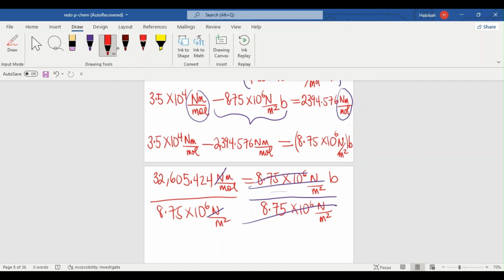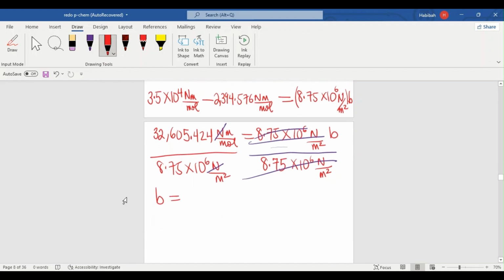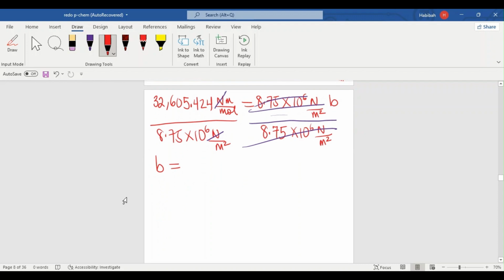So of course, when you input this information in the calculator, 32,605.424 divided by 8.75 times 10 to the power of 6, you end up getting 0.0037263. And then you've got meter, and then divided by 1 over meter square, will just give you meter cubed per mole. So this is basically the answer for B.